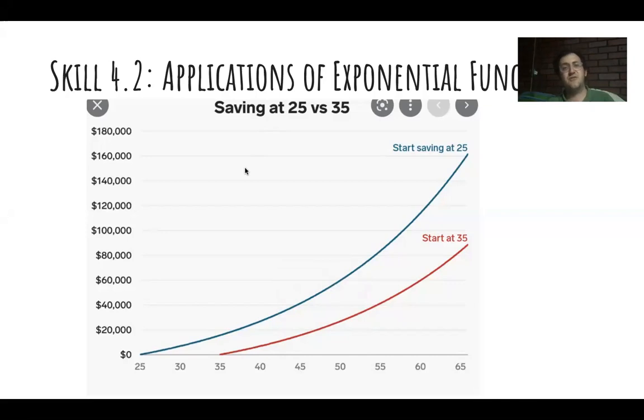And I'm going to start here with a little graphic. This is looking at saving at 25 versus saving at 35. Let's say that you retire when you're 65. What you can see here is that there's almost a $100,000 difference with the same type of savings behavior, just by starting 10 years earlier. So it really adds up over time.